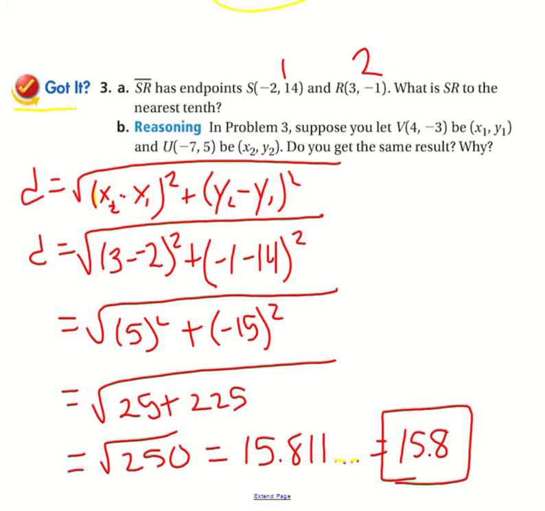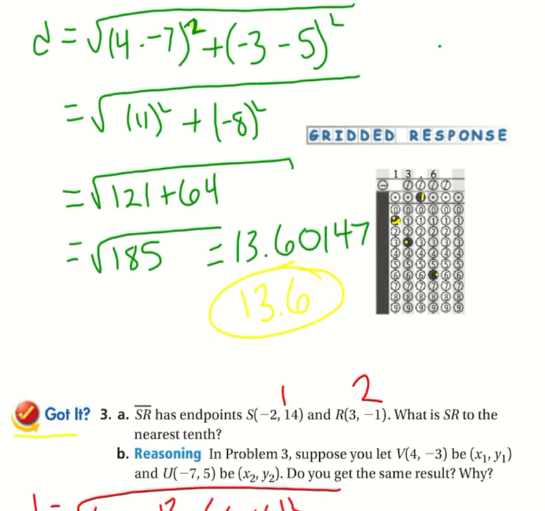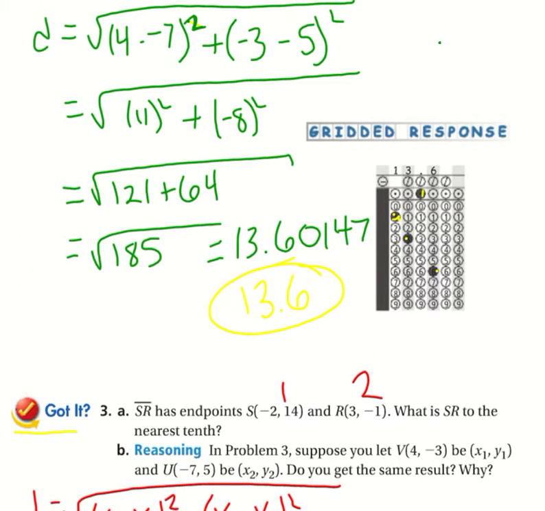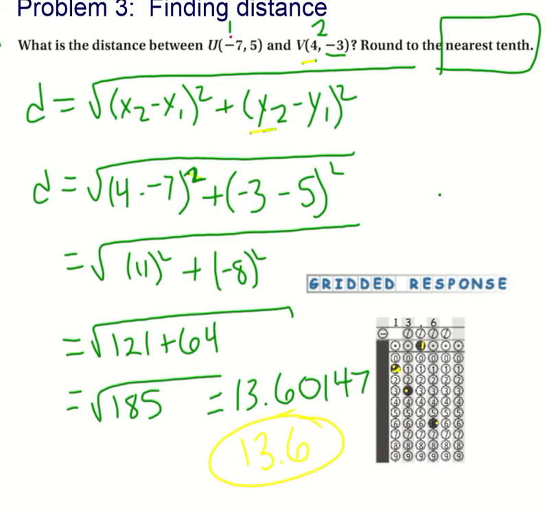For problem B, we're going to scroll up a little bit to talk about this one. It says, in problem 3, so the last problem we did, suppose you let V be x1 and y1, and U be x2 and y2. Do you think you'd get the same result? So let's look up here. Instead of having U be 1, you'd make V 1 and you'd make U 2.